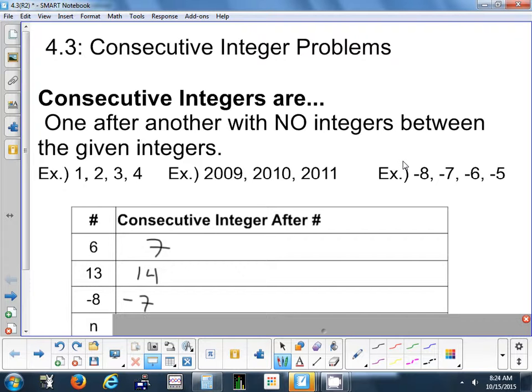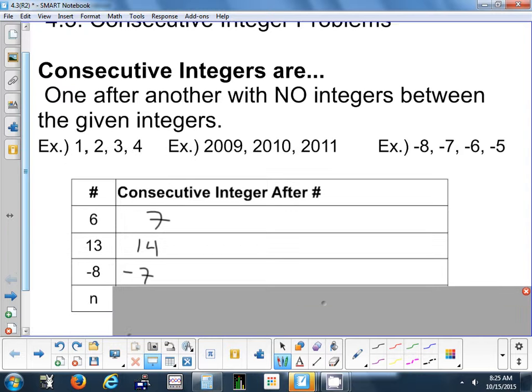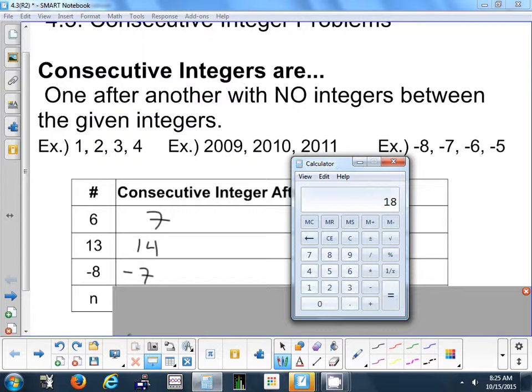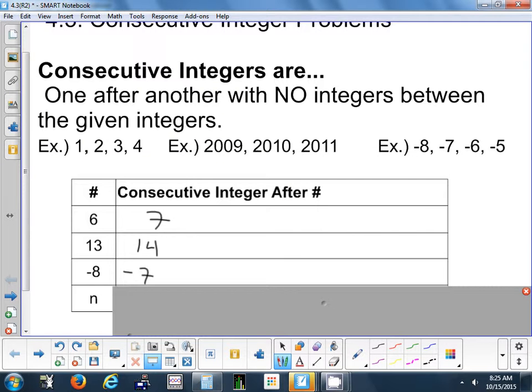Oh boy. Oh, my pencil broke. All right, now I want you guys to try to look at the pattern. What do you do to get from 6 to 7? What arithmetic operation? Add 1. All right, so if you take 6 plus 1, you get 7. How do you get from 13 to 14? Add 1. How do you get from -8 to -7? Take -8, add 1. All right?